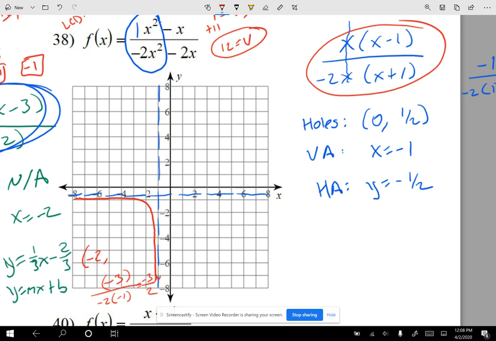Now on the second, to the right of my asymptote, it's either looking something like this or something like this. One of those two. I could choose a value of x to the right of my asymptote to find out which one it is. But in this case, actually, I'm going to use my hole. I see the hole, it's at 0, 1/2. So that tells me I'm supposed to have this one.